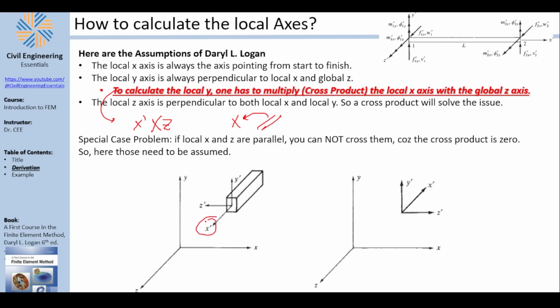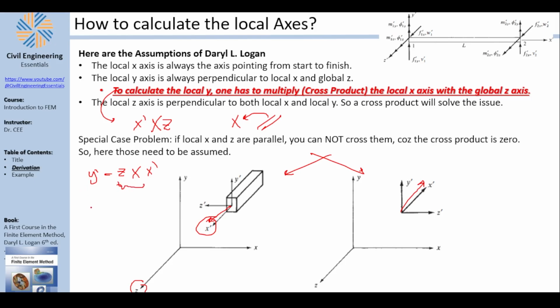If the local x is parallel to z, either in the positive or in the negative direction, then the cross product is 0 because x is parallel to z. In this case, the directions have to be assumed, and Daniel proposes those assumptions. You want to find local y, which equals the global z cross the local x. The problem is that those two are parallel.